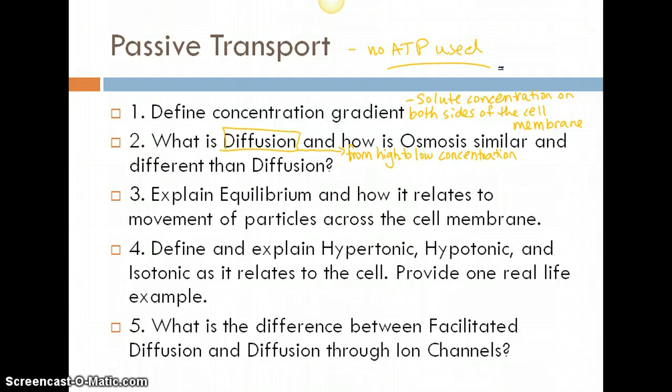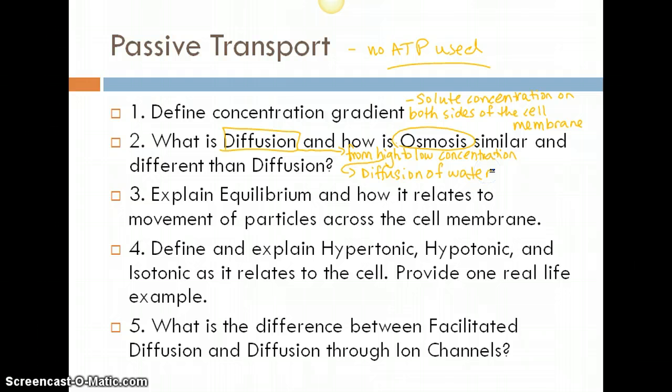Just as a reminder, osmosis is diffusion of water. That's all it is, diffusion of water.